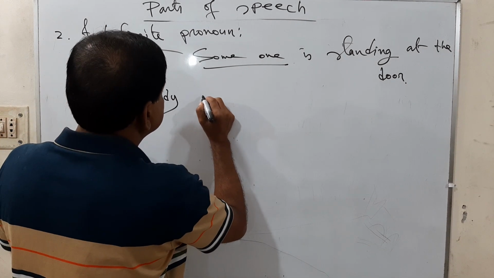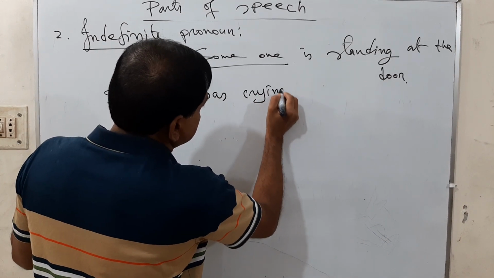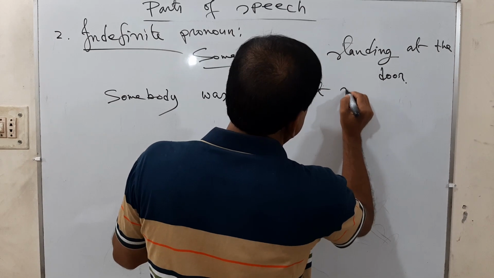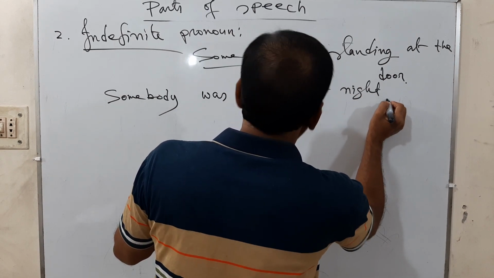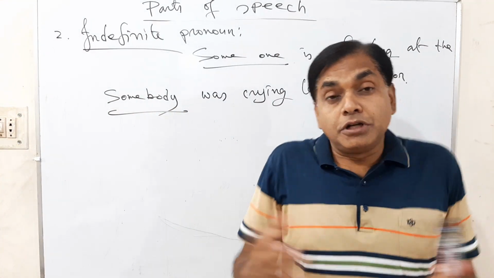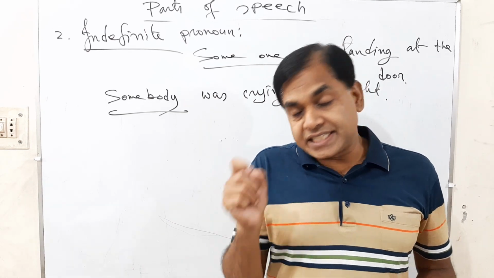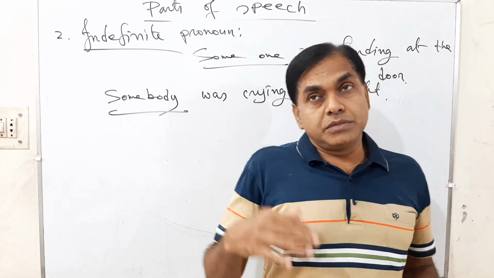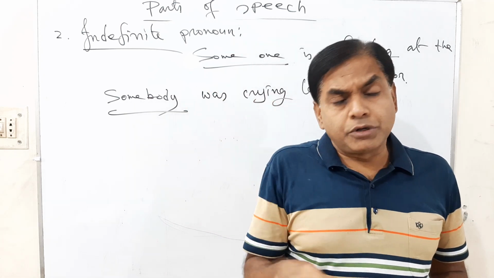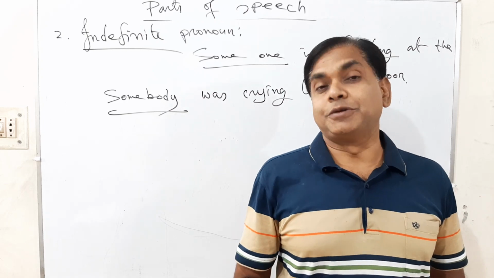Somebody was crying last night. Somebody, that's a person. You don't know the name. You don't know the person actually. So, that is someone or somebody. Someone, somebody, anyone, anybody, all of them are called indefinite pronoun.